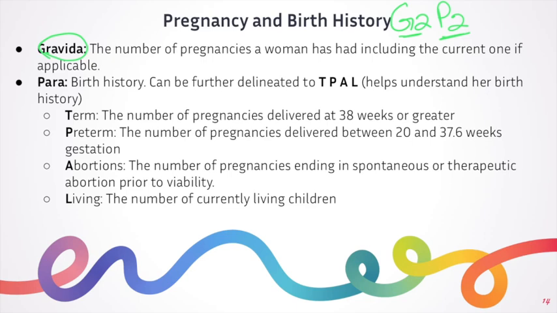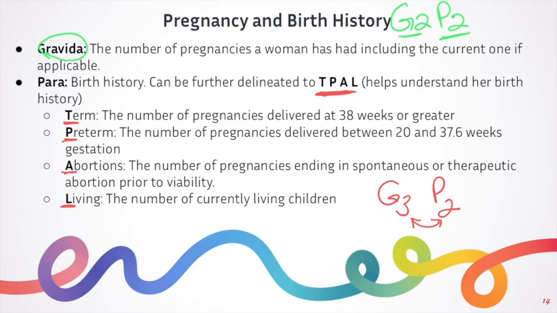But let's talk about somebody like me. If you were to work out my G's and P's, I'm a gravida 3, para 2. Well, you might be wondering why these numbers don't add up. Something is off there. What we can do is delineate the acronym TPAL, which helps us understand the birth history. TPAL stands for term, preterm, abortions, and living.